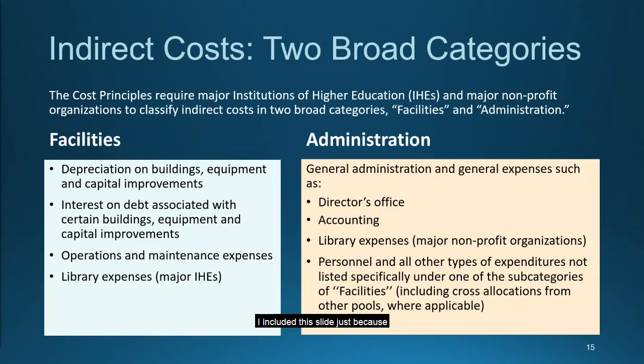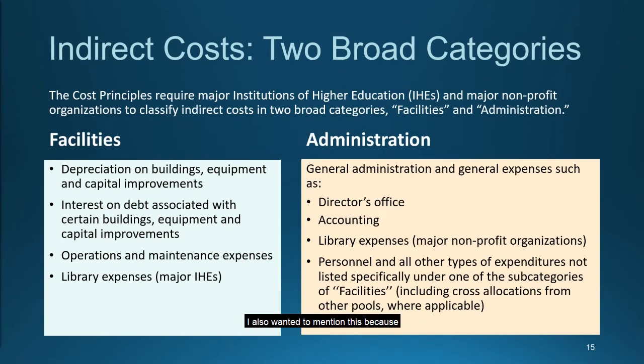Okay. I included this slide just because indirect costs is sometimes used synonymously with the terms facilities and administration, or F&A costs. You see that throughout the uniform guidance, and in fact, every time it references indirect costs, it puts F&A costs in parentheses behind it. And that's just an additional requirement that some organizations have. They're required to further break down their indirect costs into those two broad categories.